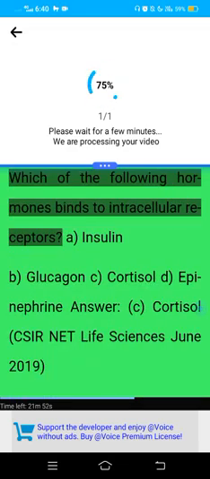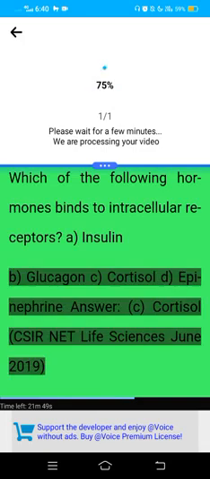Which of the following hormones binds to intracellular receptors? A. Insulin. B. Glucagon. C. Cortisol. D. Epinephrine. Answer. C. Cortisol. CSIR NET Life Sciences, June 2019.